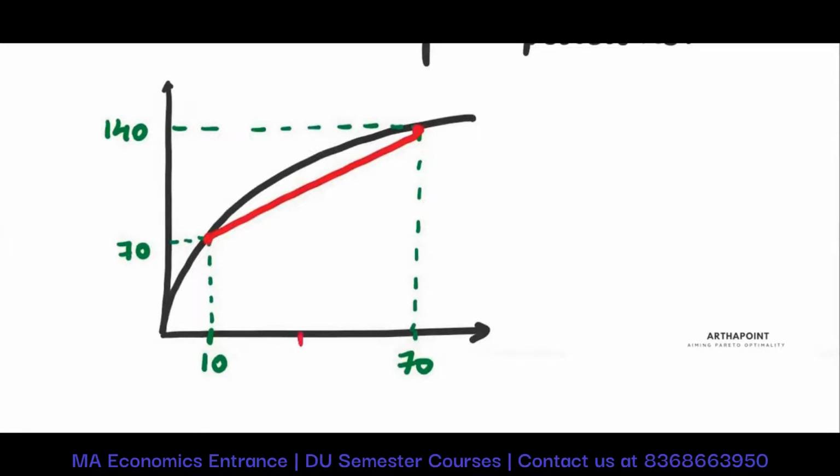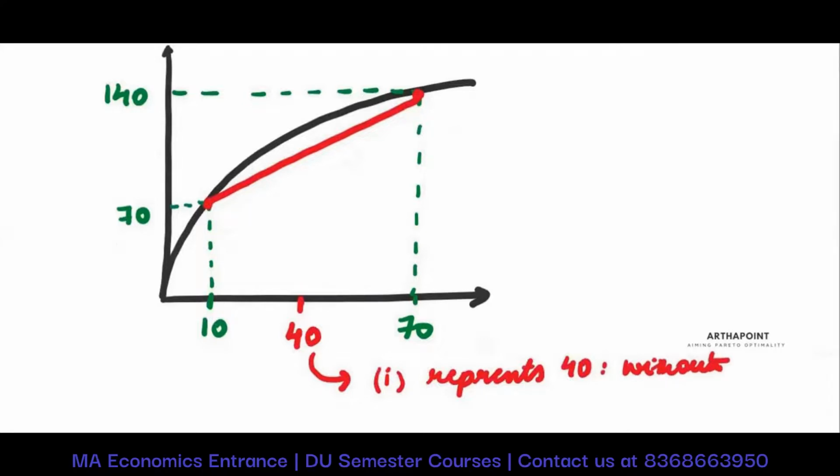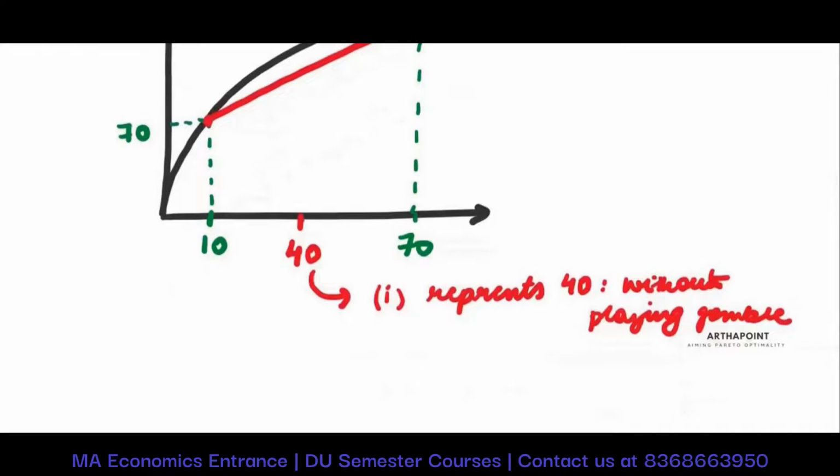And now here in between, I am saying, look, this is 40. This 40 represents two things. First, it represents the 40 that I have without playing the gamble. If I don't play the gamble, then I have 40 in my pocket. And if I play the gamble, then I was risking this 40.